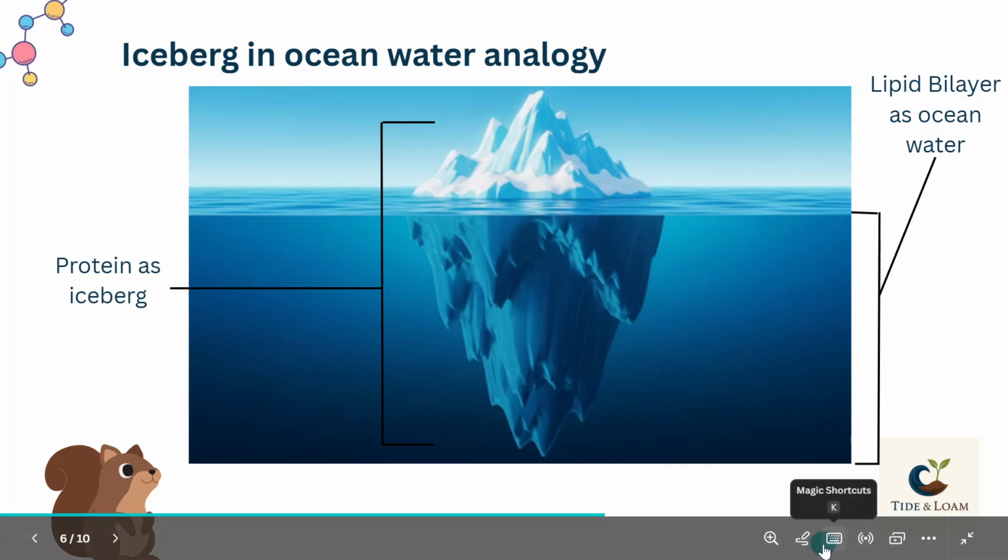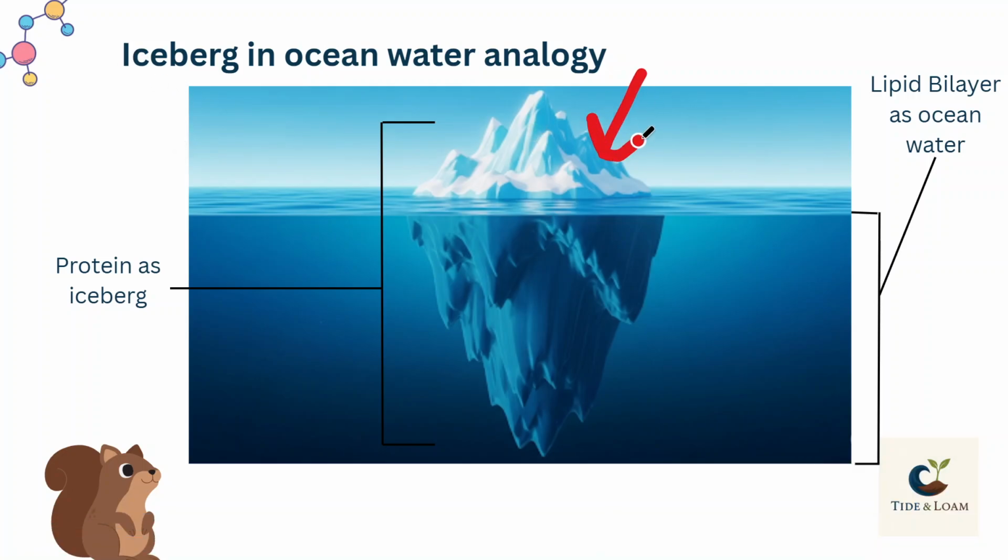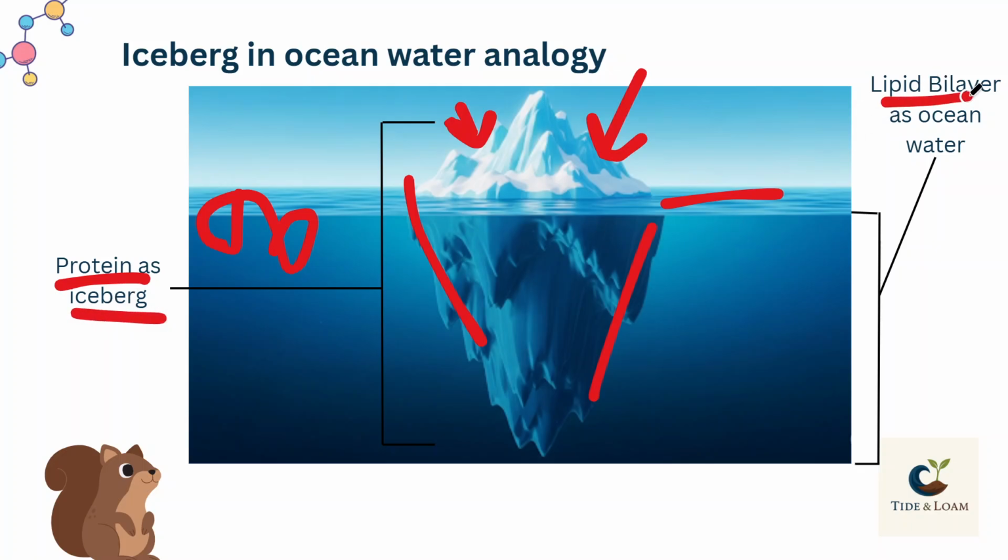So here we have an analogy of an iceberg in ocean water. This is an iceberg and all this is ocean water. The rest of it is ocean water. That is, as you can see, this iceberg is floating in the ocean water. This whole iceberg is floating in the ocean water. In the same way, in the fluid mosaic model, in the whole fluid of lipids, the whole sea of lipids, proteins are floating in the same way as this iceberg is floating in the water. So in this analogy, protein is the iceberg and the lipid bilayer is the ocean.